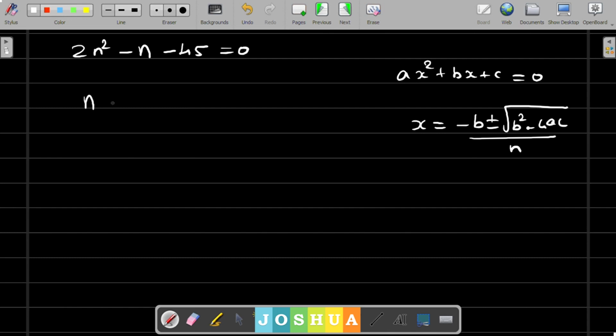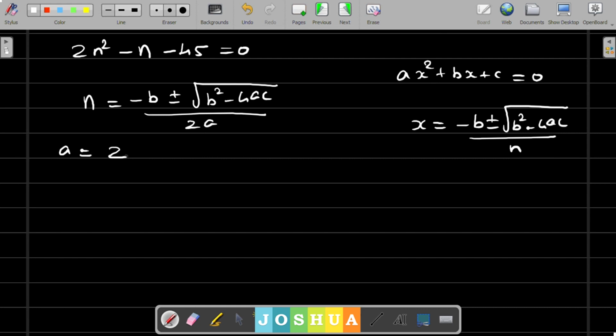So I can say n is equal to minus b plus or minus square root of b square minus 4ac upon 2a. Now what is the value of a? a is the coefficient of n square. a is 2. And what is the value of b? b is equal to minus 1.